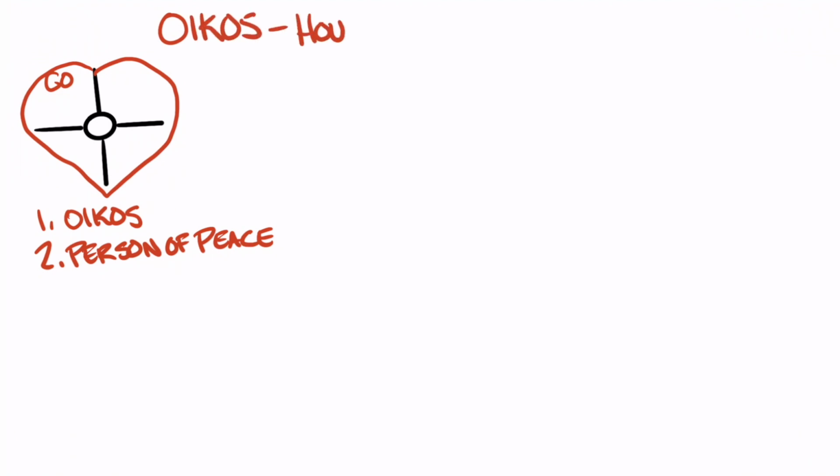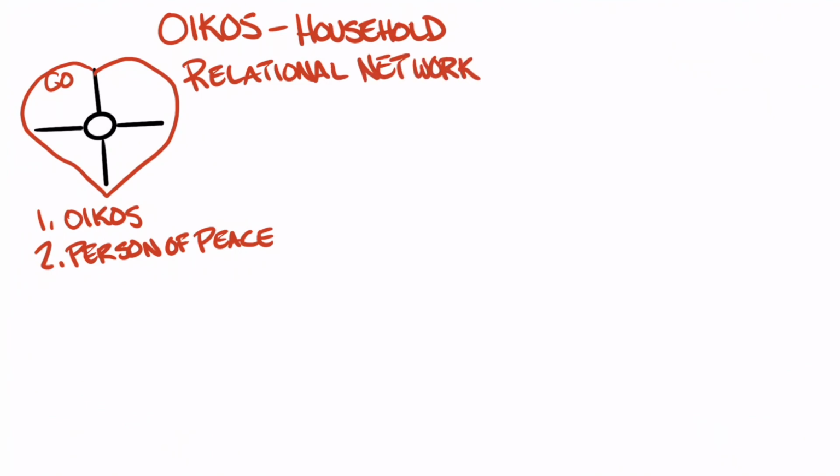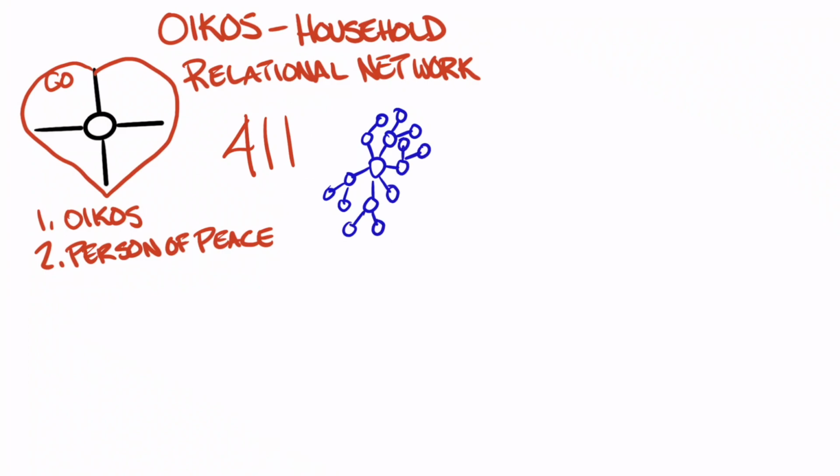Now, Oikos in the Greek simply means household. For us, it's better explained by a relational network. You've already been exposed to the Oikos in the 411 during the who portion, or the who question, and you had to draw your relational network map. Now we're going to get a biblical basis for that Oikos map, or relational network map.